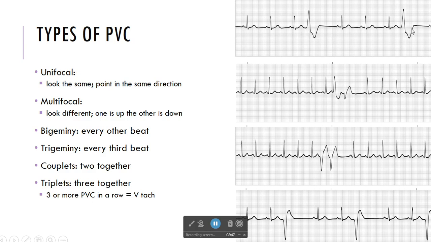So we have unifocal PVCs with sinus rhythm on the first strip. We have sinus tach with a multifocal PVC couplet. We have sinus tach on the third strip with a unifocal couplet. And we have trigeminy, every third beat. 1, 2, 3, 1, 2, 3, 1, 2, 3, trigeminy. All of these would need to be treated. If these are the only 2 PVCs that my patient has, I might not need to treat, but the rest of these would need to be treated. There are many causes for PVCs that you do need to know about, so be sure you look in your online lessons.